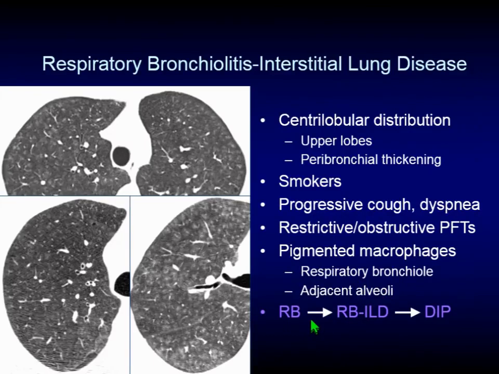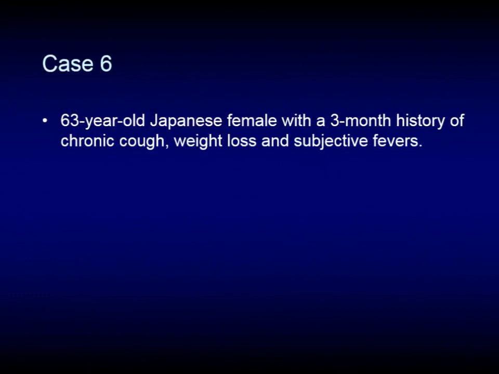Most people feel that this is on a spectrum of disease, with respiratory bronchiolitis being the least severe, going all the way to DIP. Here again you can see that there's just a diffuse ground glass pattern. None of the lymphatic surfaces are involved. There's no clustering. And so this is an inhalational process. The two things that should come to mind are subacute hypersensitivity pneumonitis and RB-ILD.